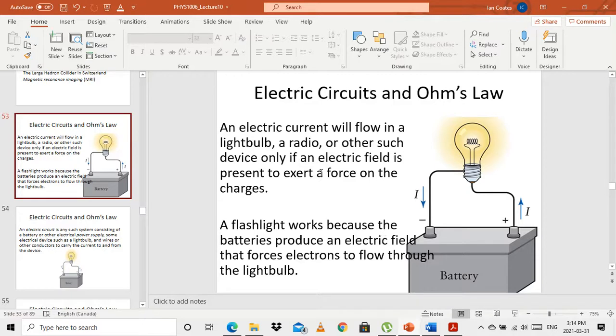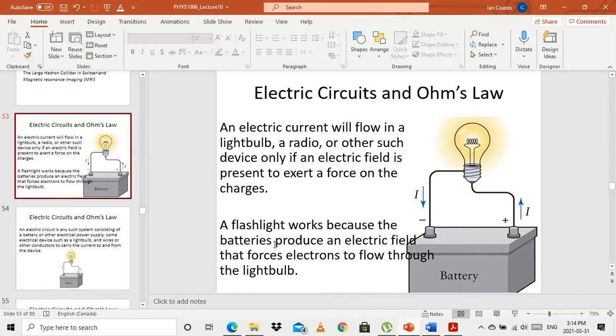Okay, let's read that again. An electric current will flow in a light bulb, a radio, or other such device only if an electric field is present, which exerts a force on the charge here. So, have a look here. There's your current flow, which really is the other way, right? So the electrons are flowing up here, okay?